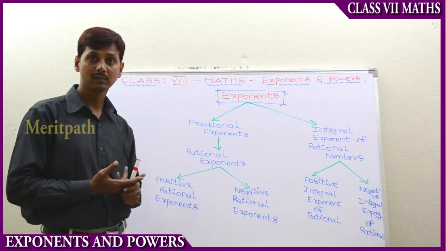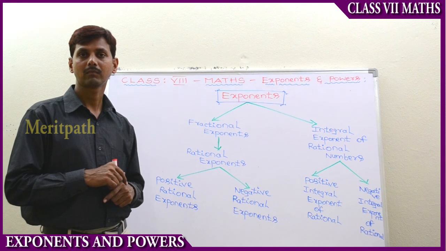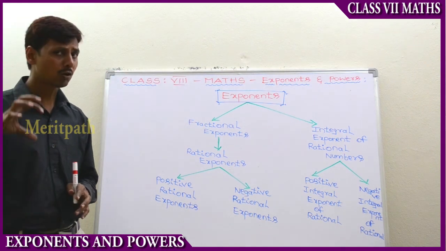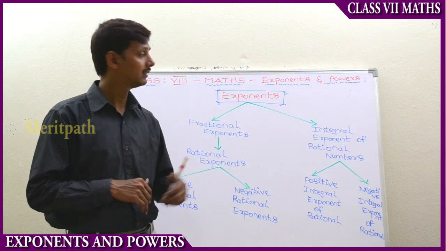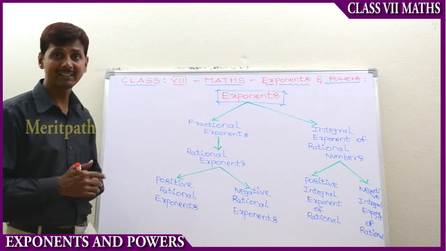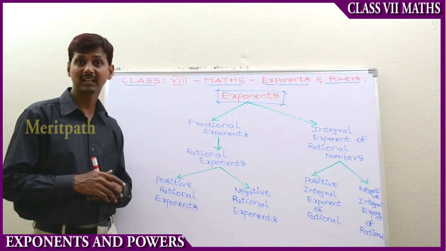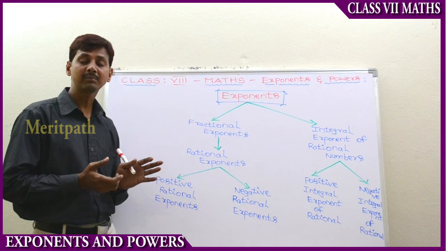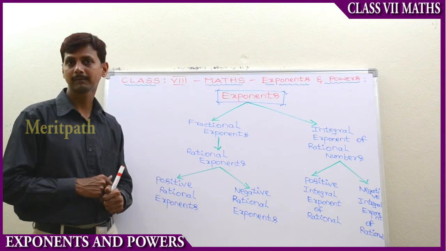Rational exponents, positive and negative. Other than the laws of exponents, which we have learned in previous classes, let's now go to the fractional exponents. Fractional exponents come under rational exponents. In rational exponents we have two types: positive rational exponents and negative rational exponents.